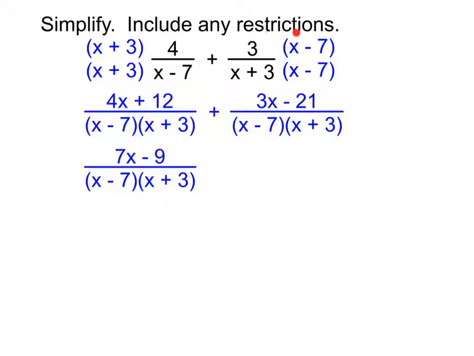Because remember, we have to include the restrictions. As you may recall from our last lesson, the restrictions are anything that would make the denominator equal 0. That is, what makes the bottom equal 0? Notice the x minus 7 and the x plus 3 are the only possibilities. And so we find that x cannot equal a positive 7 or a negative 3, because those are the two numbers that would make the bottom equal 0. This then is the final answer, complete as we can make it.